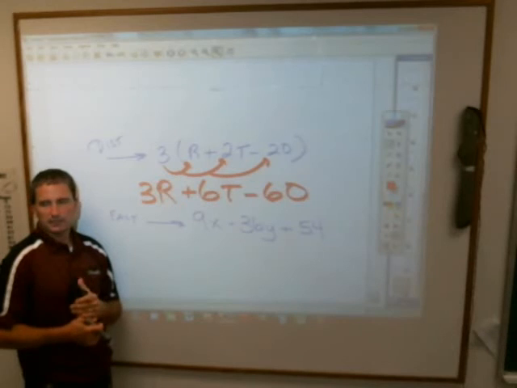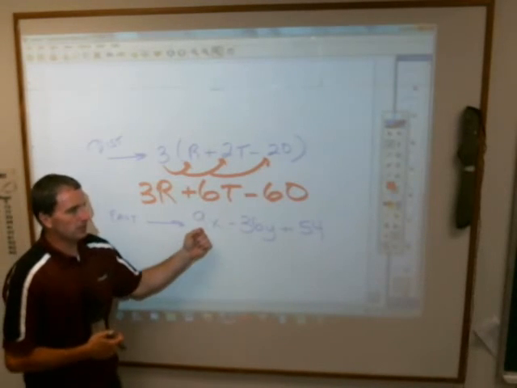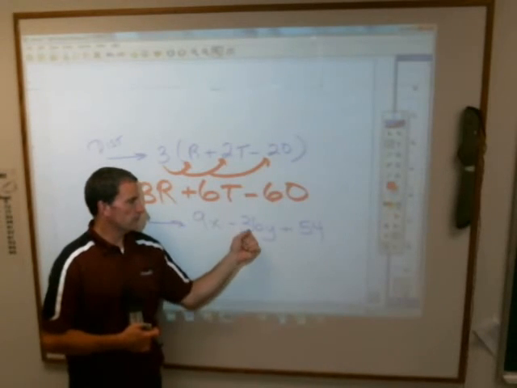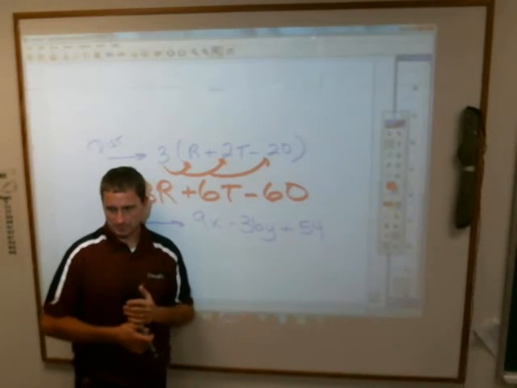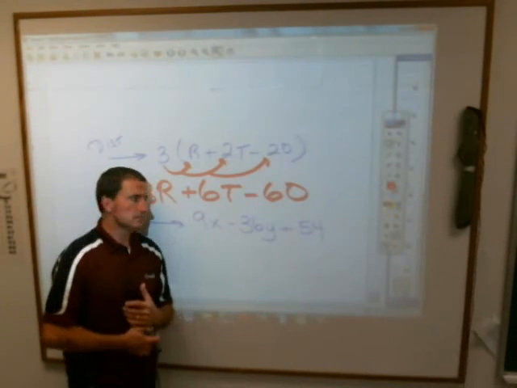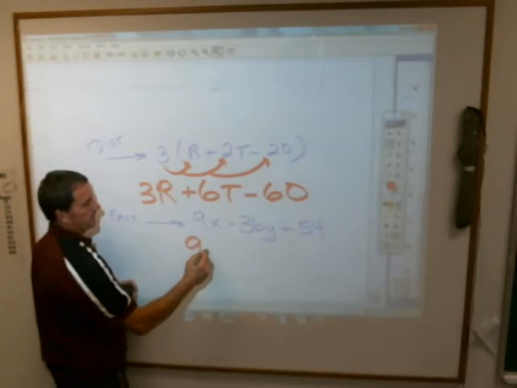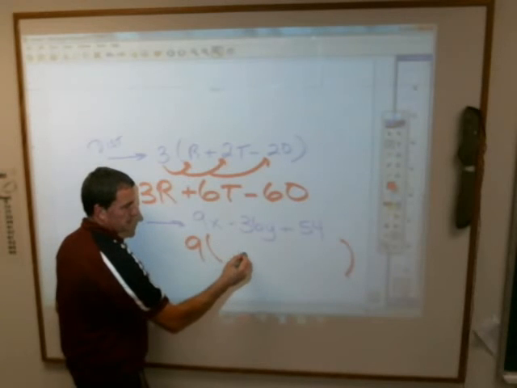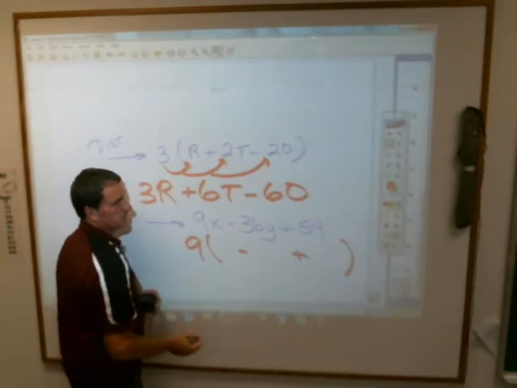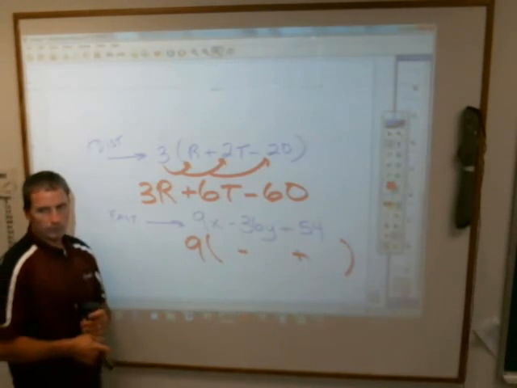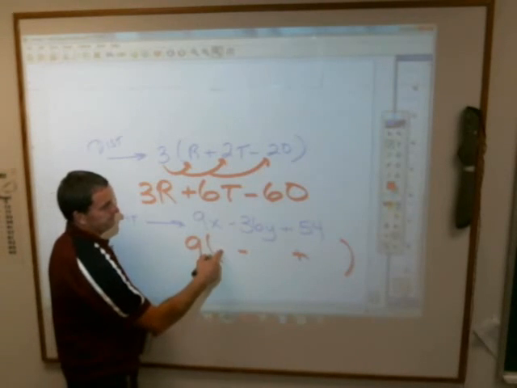Factoring. Danny Baumgartner, what is the biggest number you can take out of all of those? Unfortunately, 3 is one of them, but it's not the biggest. Bigger than 3, you could have taken out a 9. And then you're going to end up with parentheses. And there's going to be a minus in there, and there's going to be a plus right there. What are going to be the things inside the parenthesis?